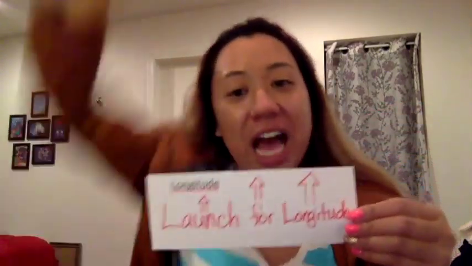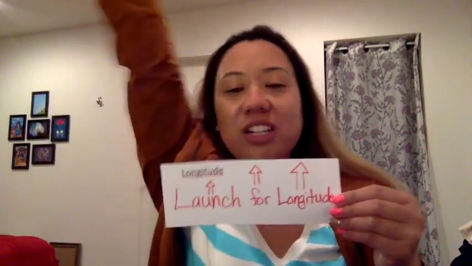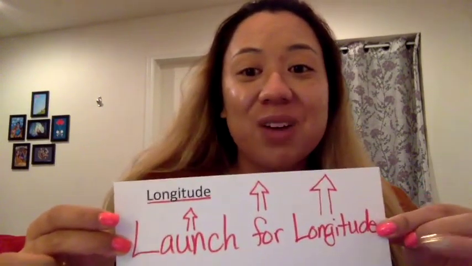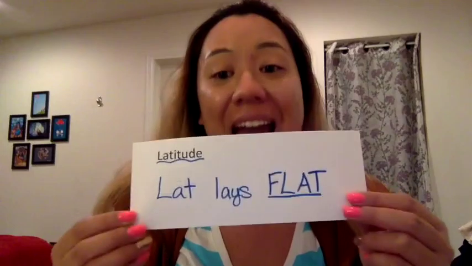I want you to think up, right? If we are launching, we're going straight up. And so that's what longitude lines do. They go straight up and down. As opposed to that, the opposite of longitude is what's called latitude.